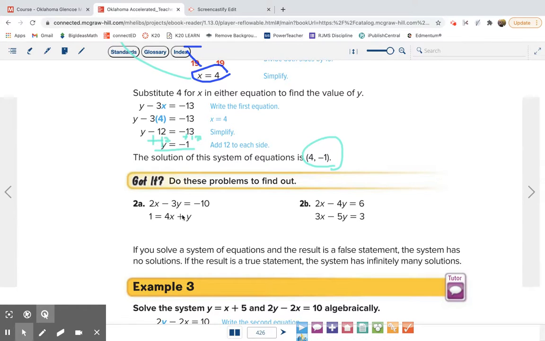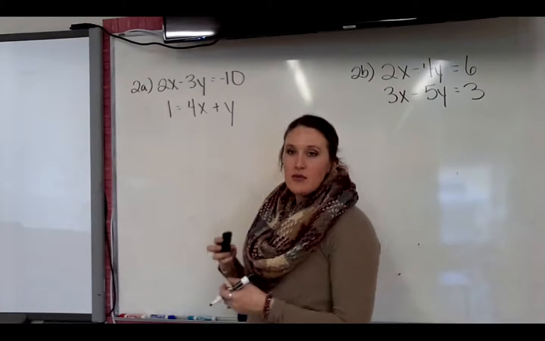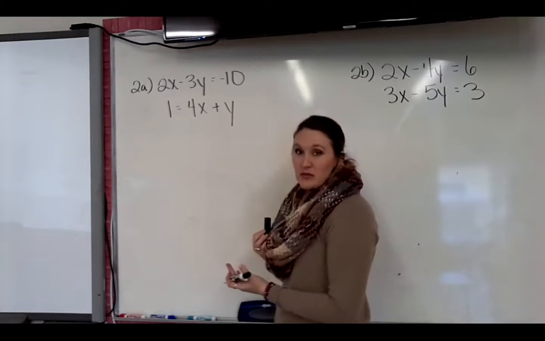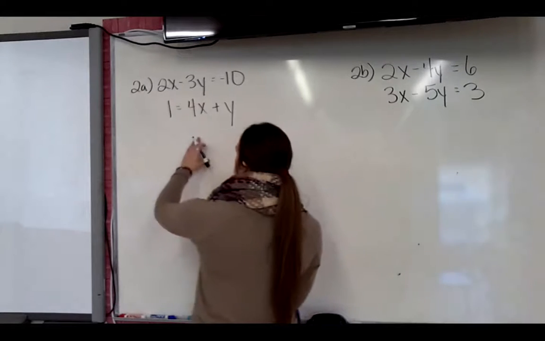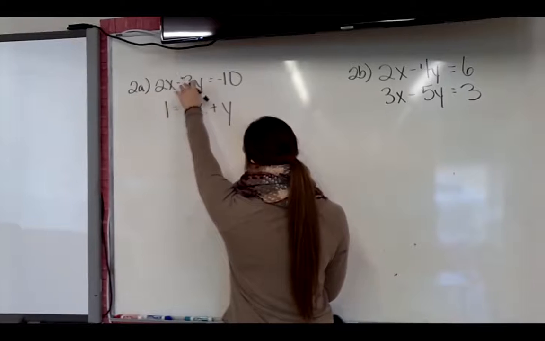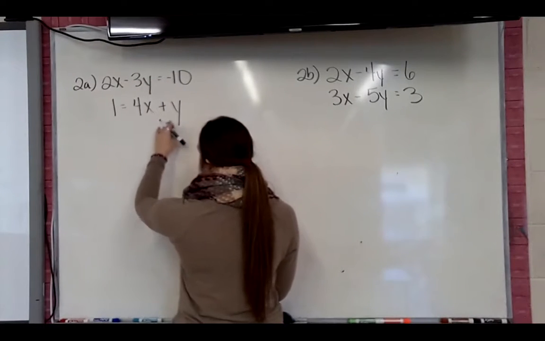So solve algebraically, using your substitution on 2a and 2b. You're going to have to solve for one of the variables first. Okay, try that, and then I will go over it with you. 2a and 2b, we're doing the same thing. We just have to look at it, and we're going to have to solve for something first. So again, look for the easiest thing. So I have 2x, negative 3y. On bottom, I have 4x and y.